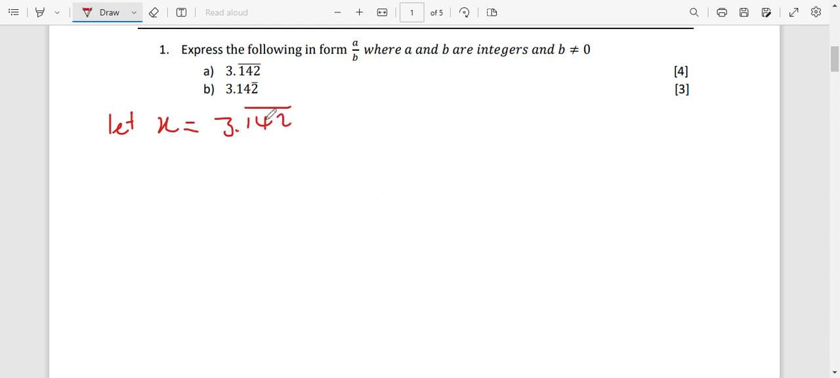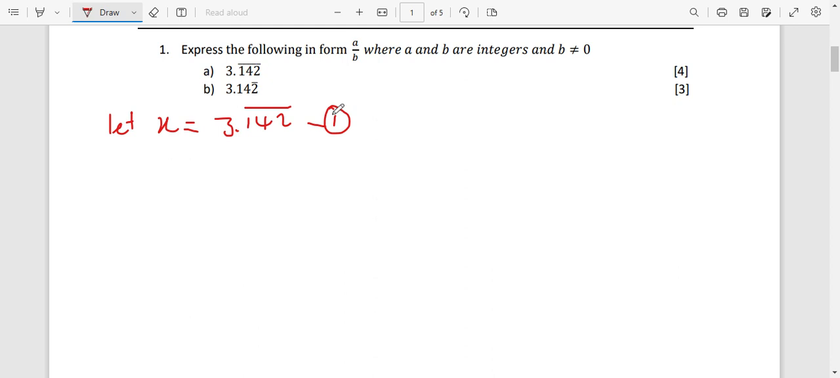Now, please take note of where the bar on top is starting and where it is ending. Otherwise, if you don't do that, you are going to get it wrong. Okay, so the bar is starting from 1 up to 2. So that is going to be the first equation. Let me call it equation 1.